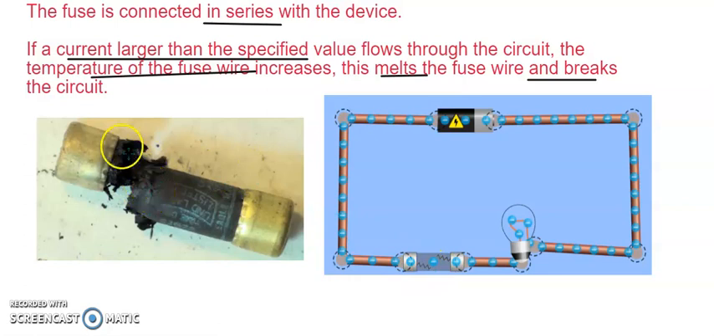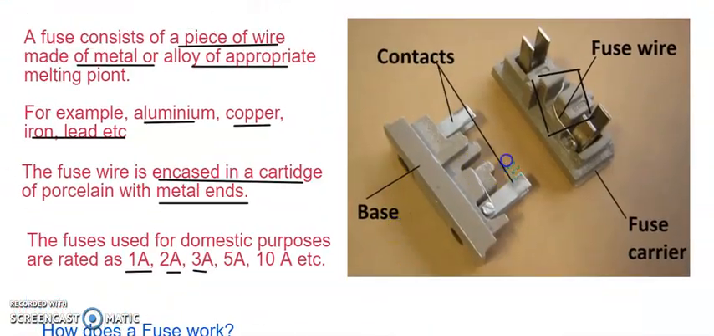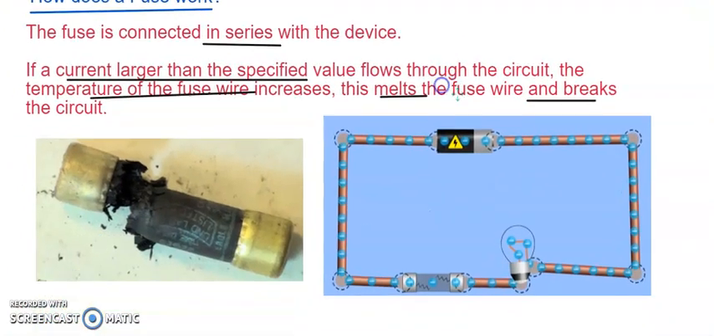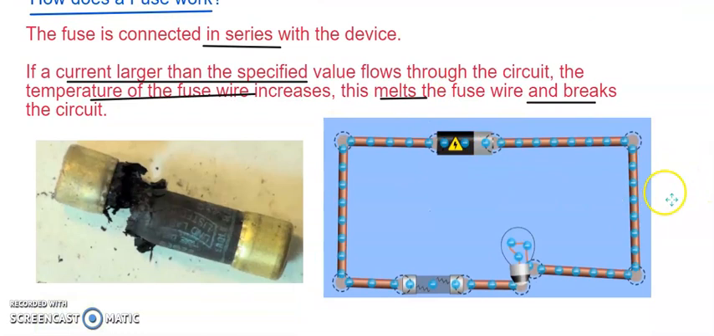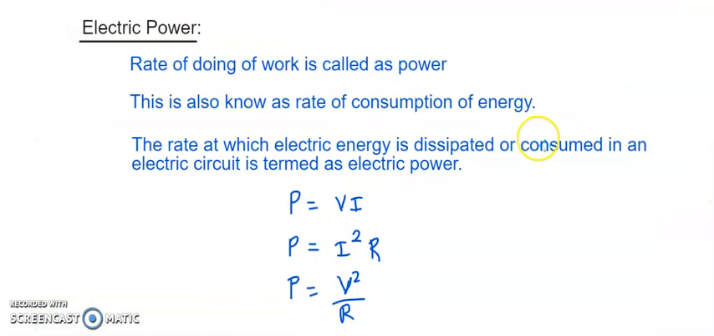The fuse will break. These are the smaller fuses which we use in the appliances. Once it breaks, it will stop the current flow into the appliance. Whereas in the electric switchboard, we'll be using these bigger types of fuses. Okay, clear? Now, let's talk about the last topic and then I'll show you the working of the fuse.